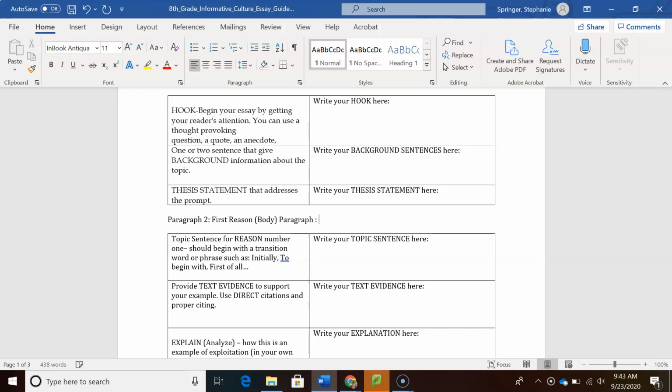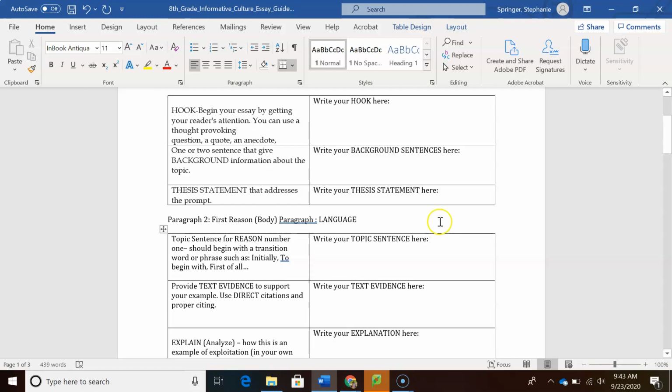The first obstacle I want you to focus on is the language issue. So we have a language barrier. One of the obstacles that immigrants face coming to America is problems with the language. When we transition into our first body paragraph, we need to start with a topic sentence.